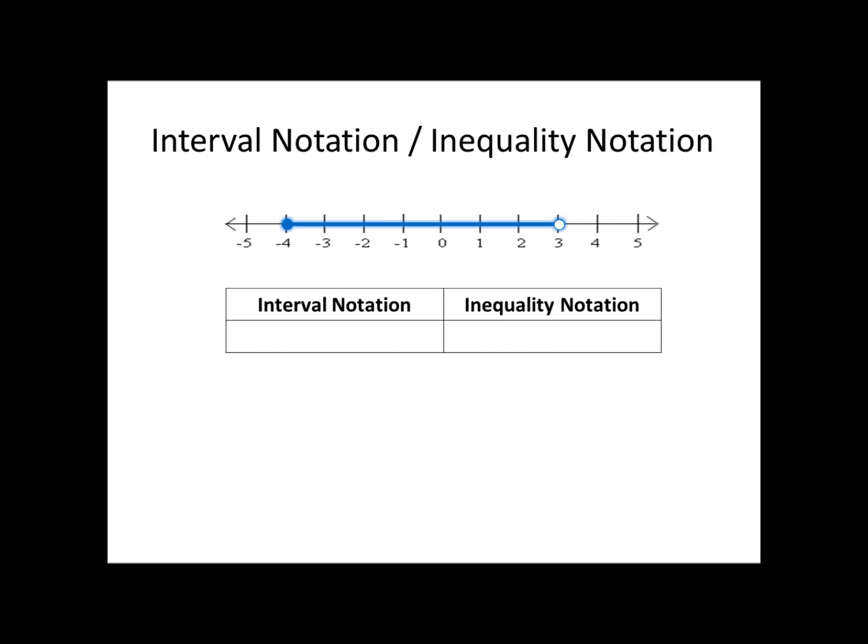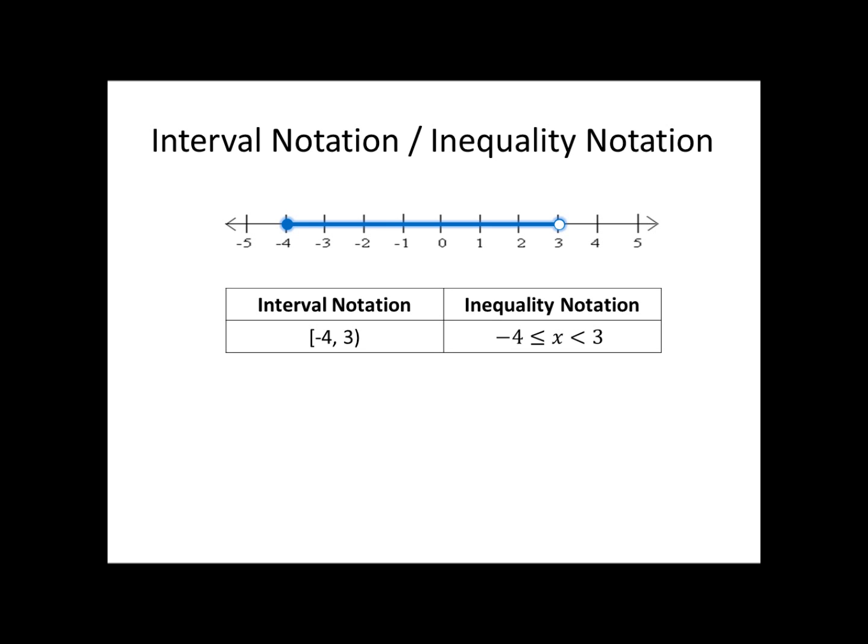So let's get started. Here we see a range of numbers from -4 to 3. The closed dot at -4 means that we need to include the number -4, but the open circle at 3 means we don't want to include 3. So we're going to look at how to express this range of numbers using both interval notation and inequality notation.